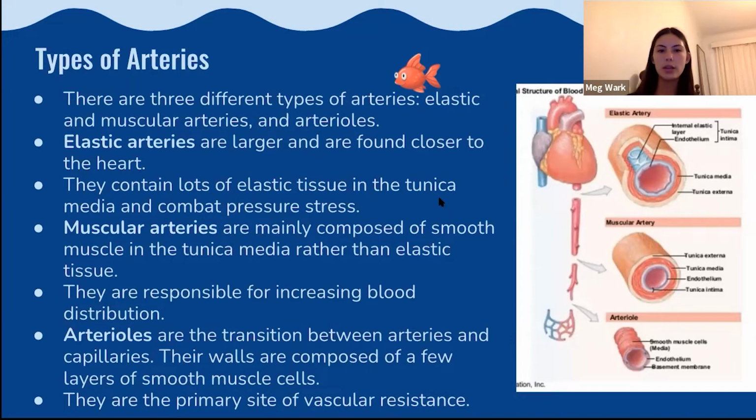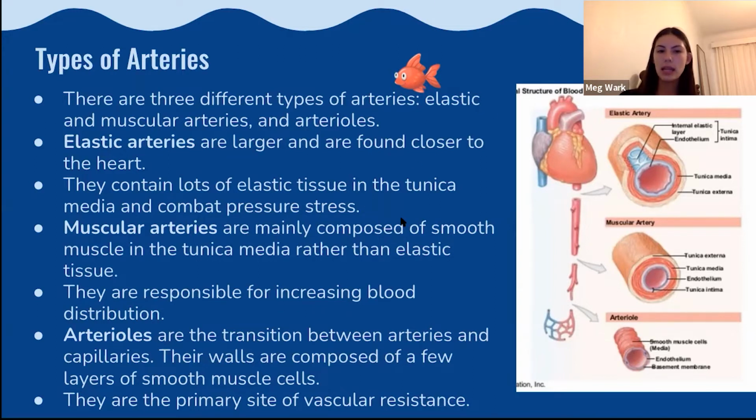Types of arteries. There are 3 different types of arteries. We've got elastic arteries, muscular arteries, and arterioles. And as you can see in the diagram to the right, they're going away from the heart in that order. So elastic arteries are found closest to the heart, and arterioles are found the furthest away from the heart. Elastic arteries are the largest and closest to the heart, and they contain lots of elastic tissue in the tunica media, that middle layer, and this helps to combat pressure stress from the heart.